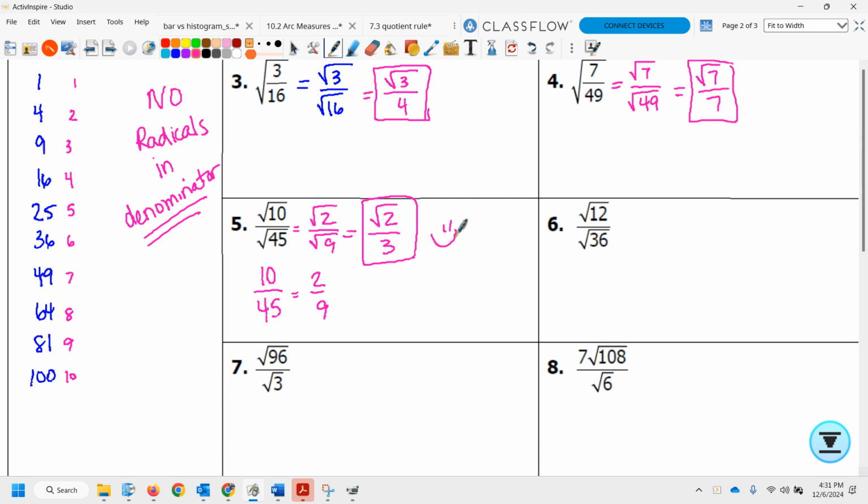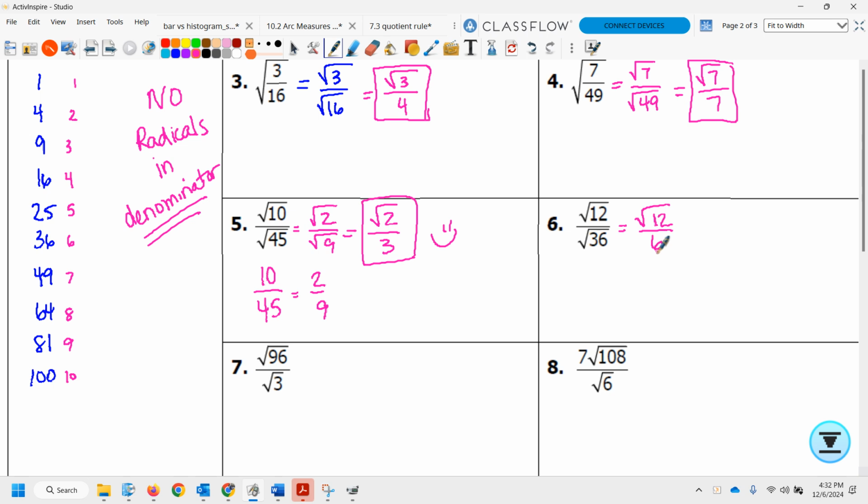All right, so you guys are going to love this one. Maybe not. 36 is a perfect square. There it is. So what I'm going to do is go ahead and take the square root of 36. That's 6.